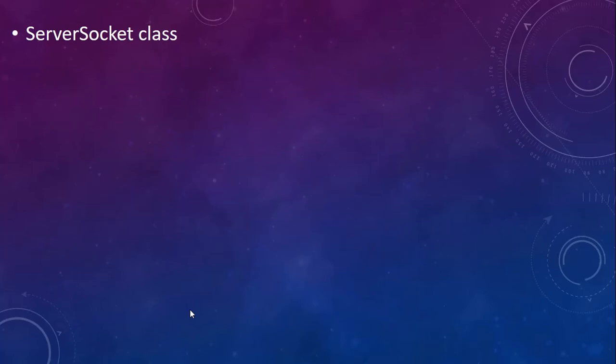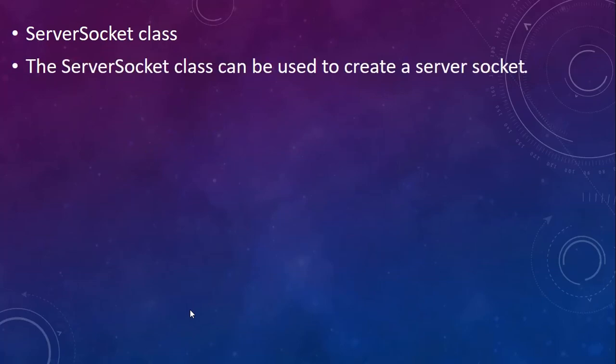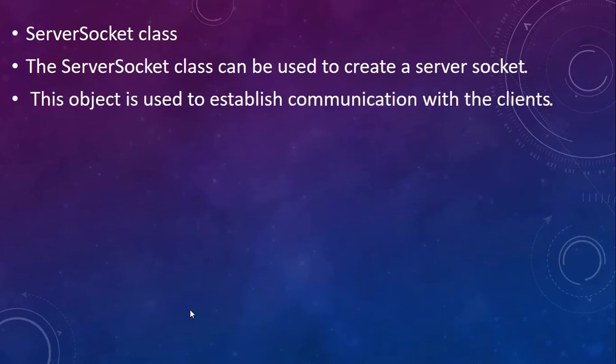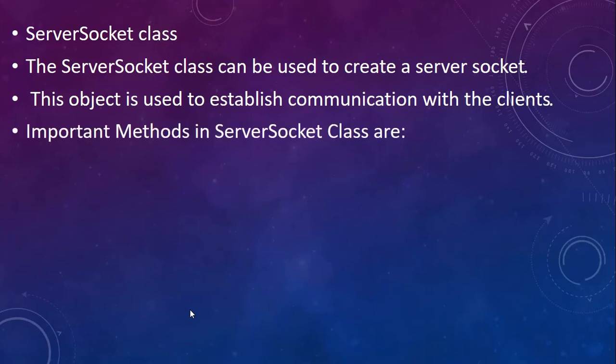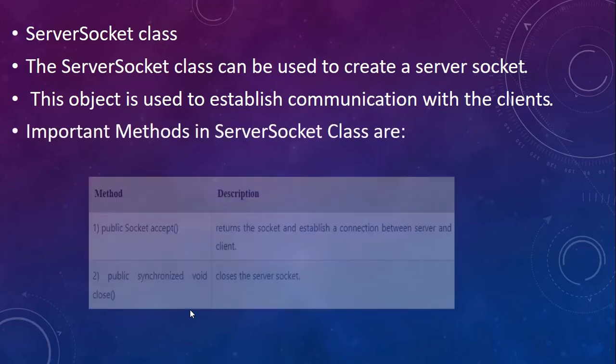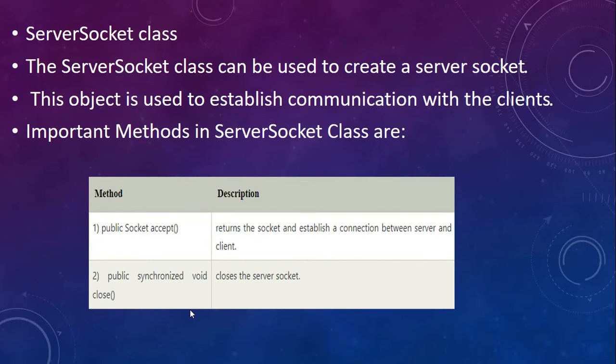Let's go for the server socket class. The server socket class can be used to create a server socket. This object is used to establish communication with the client machines. Let's see important methods in server socket class. We are going to see two very important methods. One is called the accept method. Note that this accept method returns the socket and establishes a connection between the server and the client. So if the server wants to establish connection, it will call this accept method, otherwise no. And second is a close method. This is used to close the server socket.